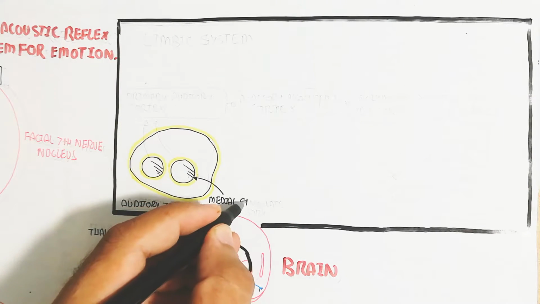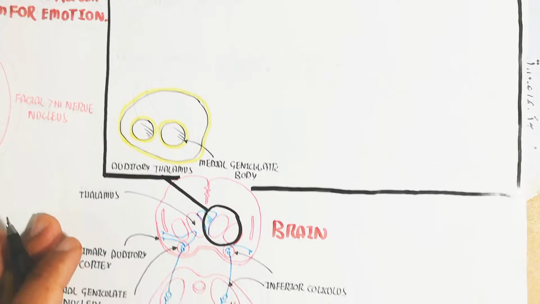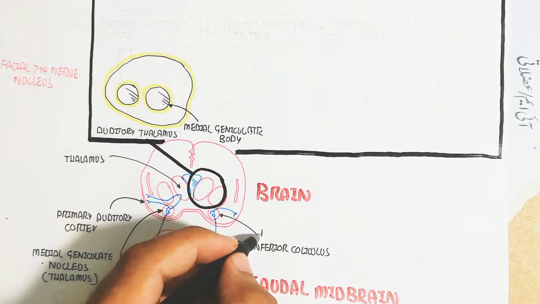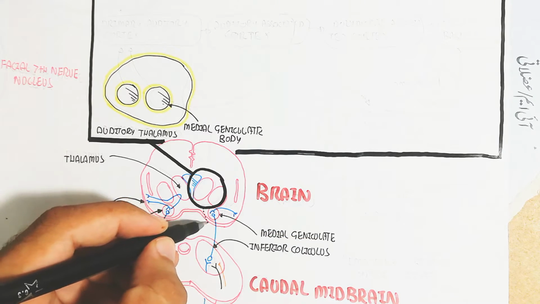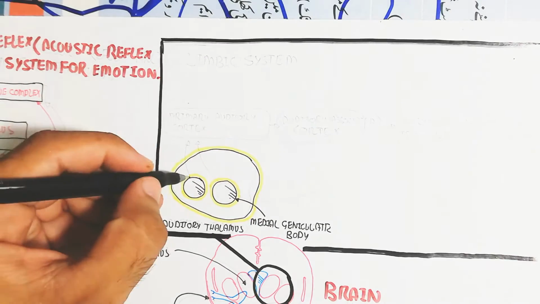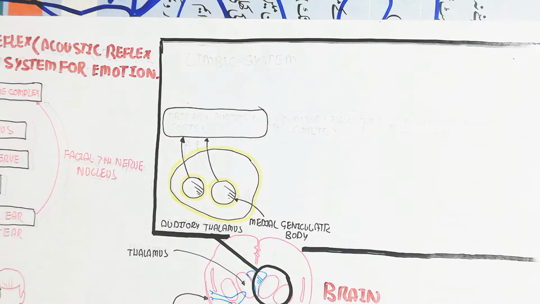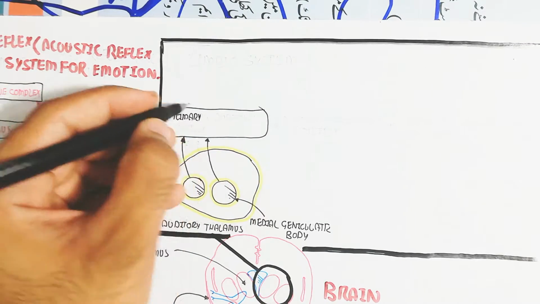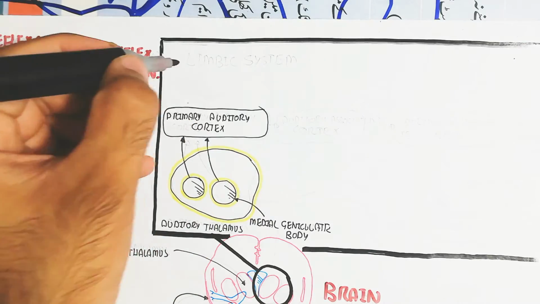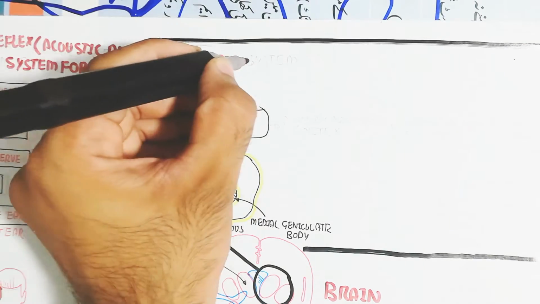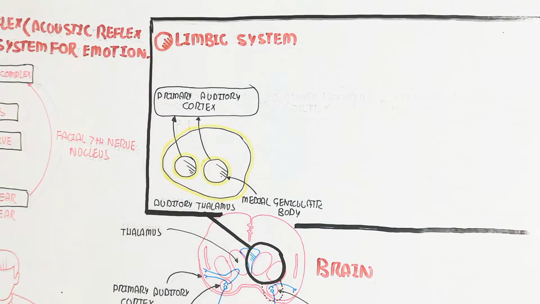Let's begin to understand. This is the auditory thalamus we are understanding. So this was the ascending pathway of the central nervous system. This is the medial geniculate nucleus. Here is the auditory thalamus, which contains the medial geniculate body. This medial geniculate nucleus will transmit the signal to the primary auditory cortex.